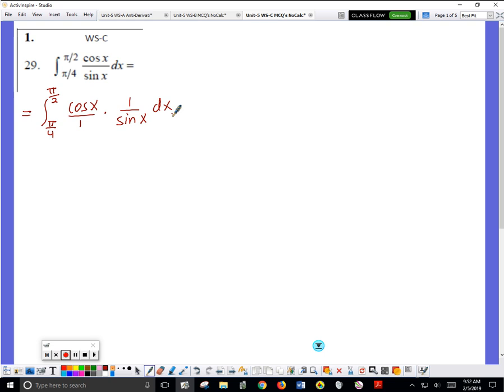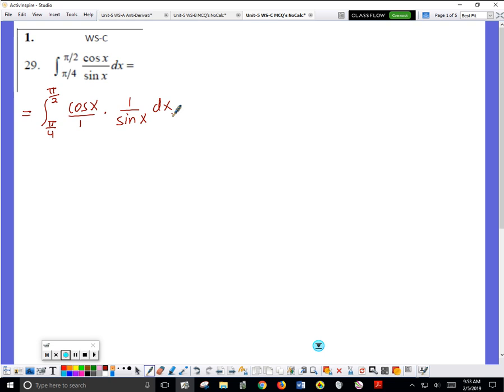You could say, well, if I pick this as u, the derivative of the cosine is -1 times the sine, but this is 1 over sine, so that would be a mismatch. Wave if you'd like me to repeat that again.